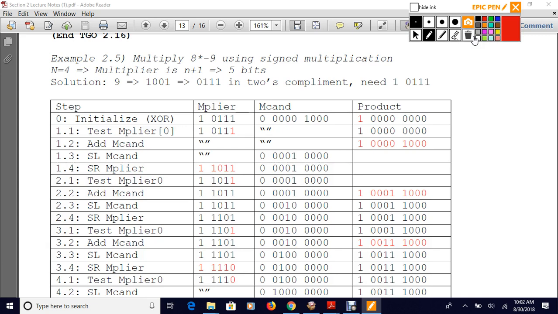Next, we test the multiplier, right? So in this specific case, we're testing the multiplier. We see that it's 1.